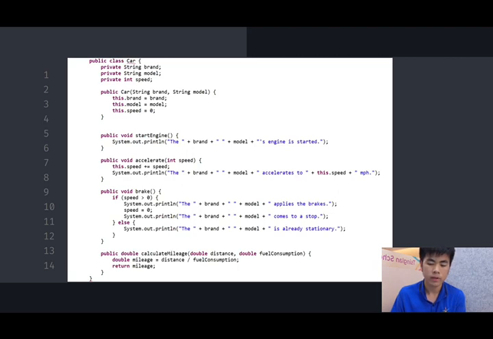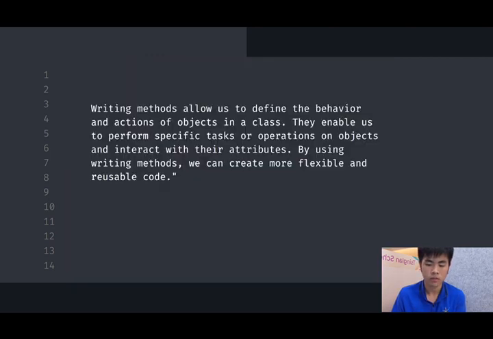By defining methods in our classes, we can control the behavior and actions of objects. These methods provide a way to interact with and manipulate the object's state. To summarize, methods allow us to define the behavior and actions of objects in a class. They enable us to perform specific tasks or operations on objects and interact with their attributes. By using methods, we can create more flexible and reusable code.